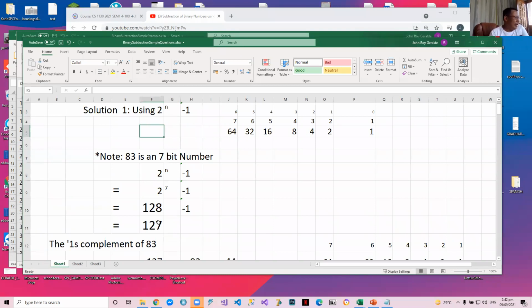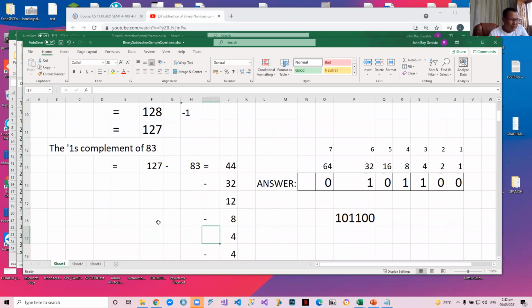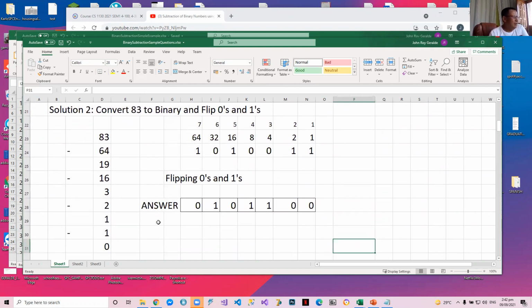So one way to convert into one's complement is using the maximum value. We know that after 83, the next value is 128. Diba? So, mabilis. So we use 127. 127 minus 83. 44 is the one's complement. If you convert that to binary, that's the same value. Another way to convert 83 into one's complement is this. 83 in binary is 1010011, right?